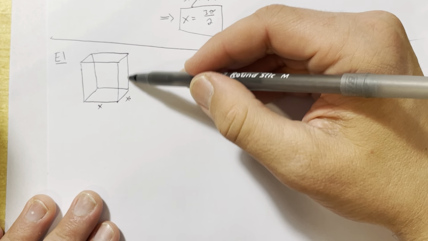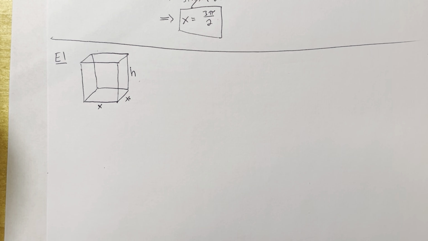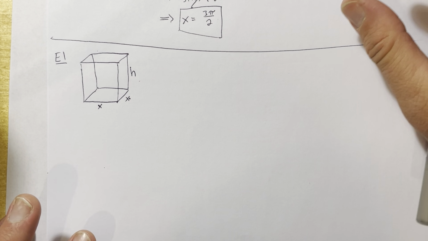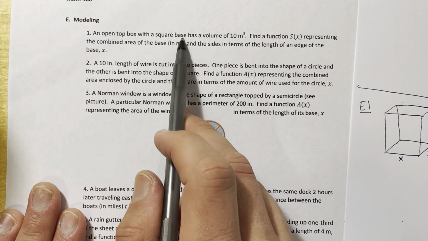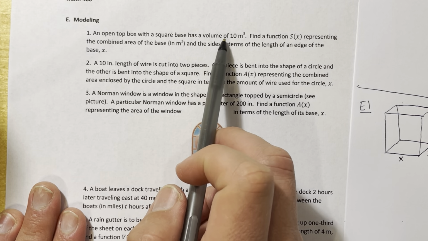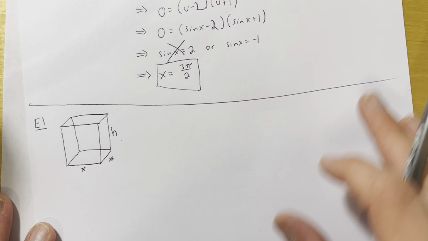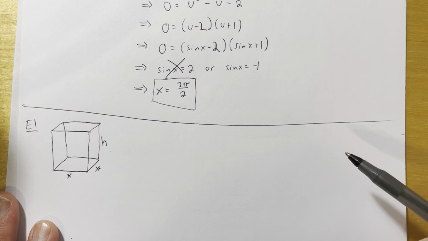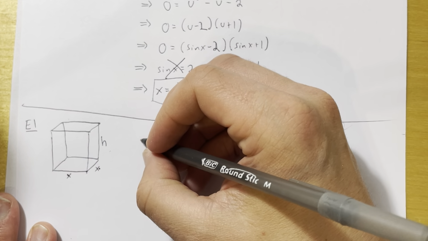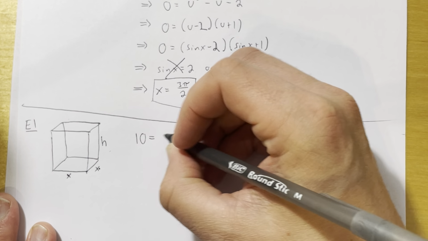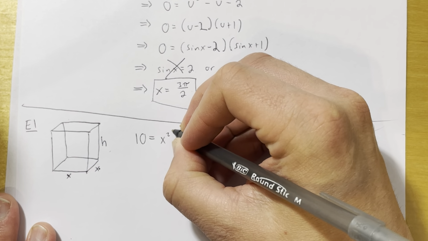We're not told anything about the height of this box. So I'm going to assign a new quantity there. I'm going to call it h for height. Okay, now let's go back to the information that we're given. First sentence says, the open-top box has a square base, which we accounted for, and a volume of 10 cubic meters. How do you compute the volume of a box? Well, the volume of a box is just the length times the width times the height. So our volume, which is equal to 10, is equal to the area of the base, which is x squared, times the height, h.